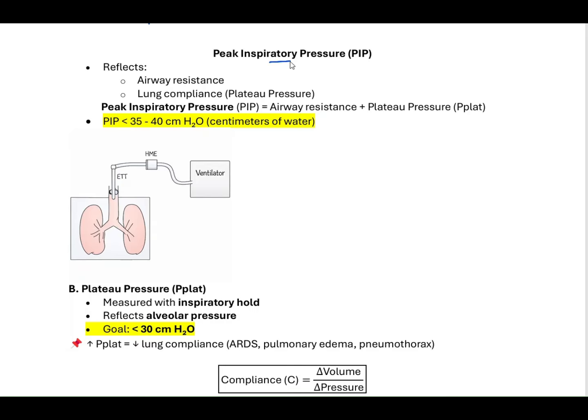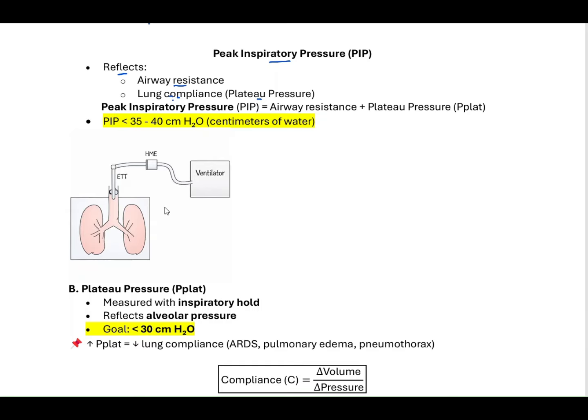So what's peak inspiratory pressure, or PIP? This peak inspiratory pressure is reflective of the airway resistance and the lung compliance. So it looks at both the airway resistance and the lung compliance. And we're going to talk about lung compliance in a second, because that's also determined by your plateau pressure, right?